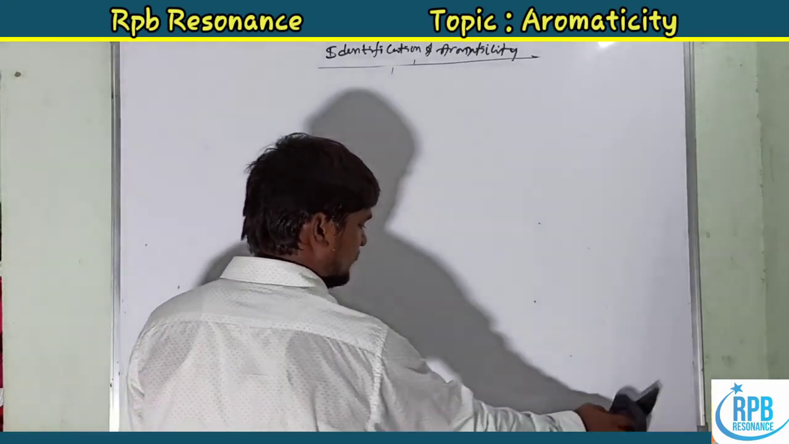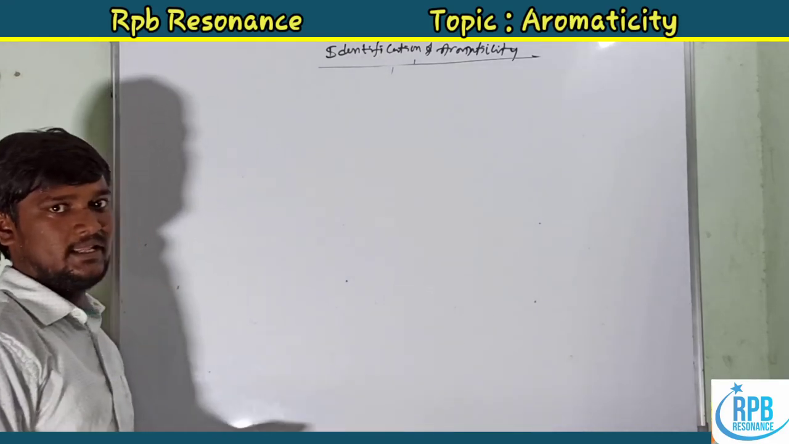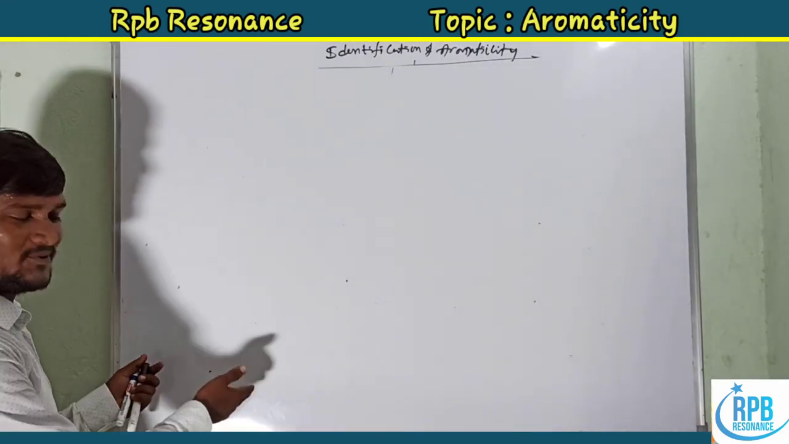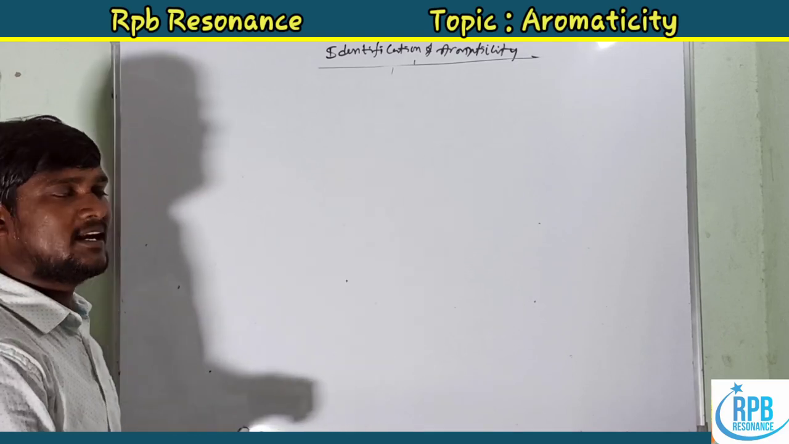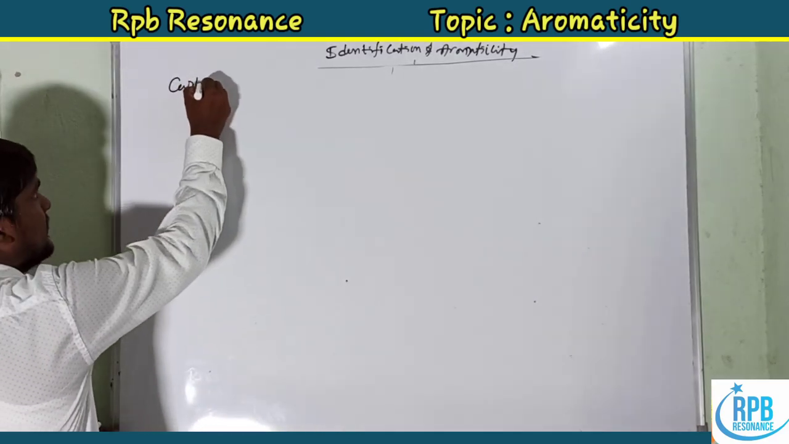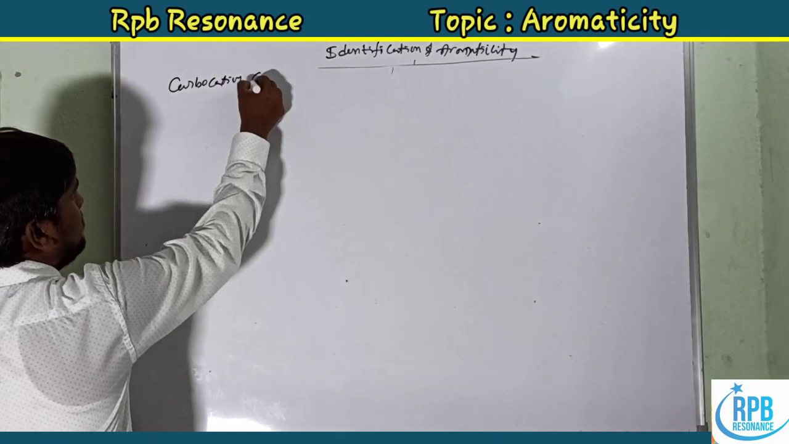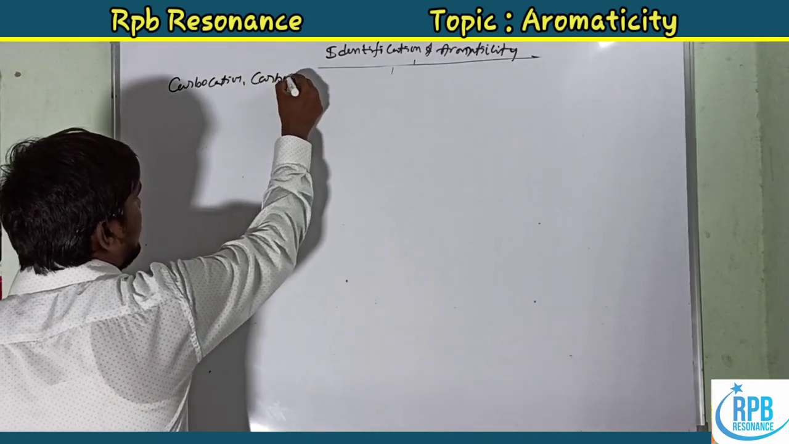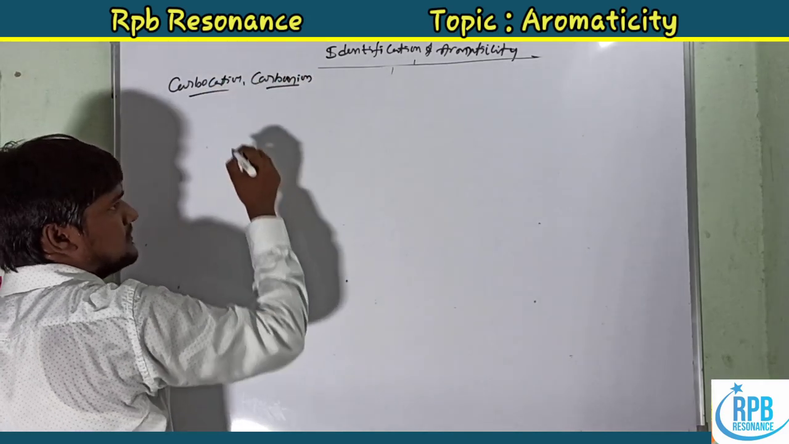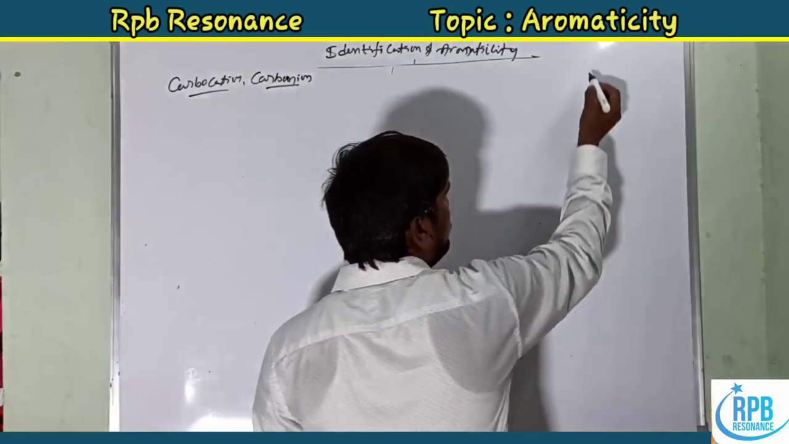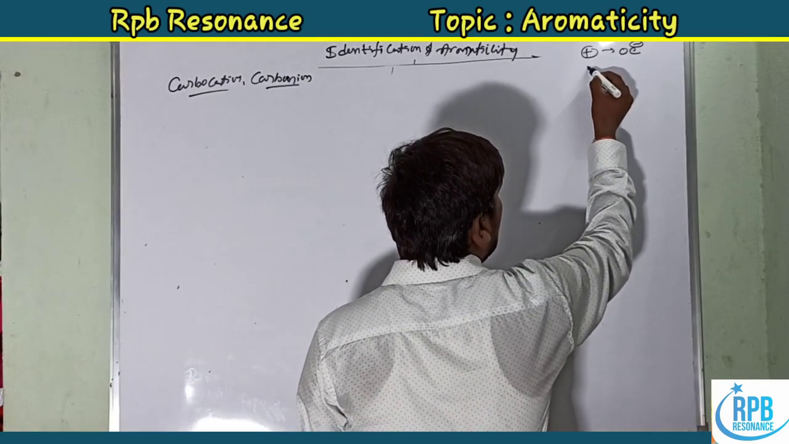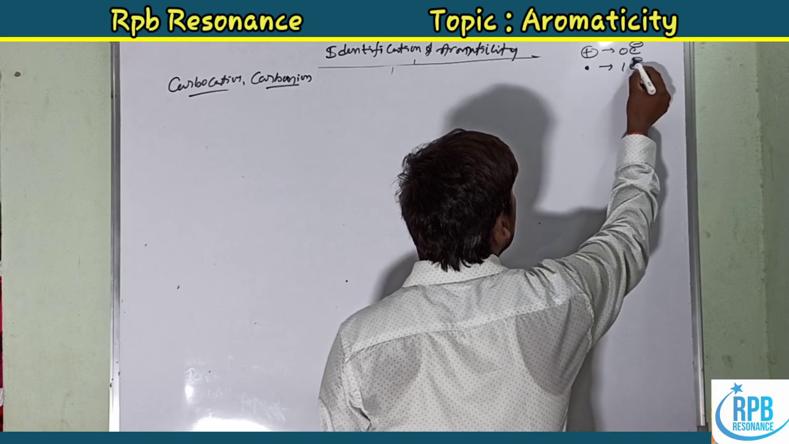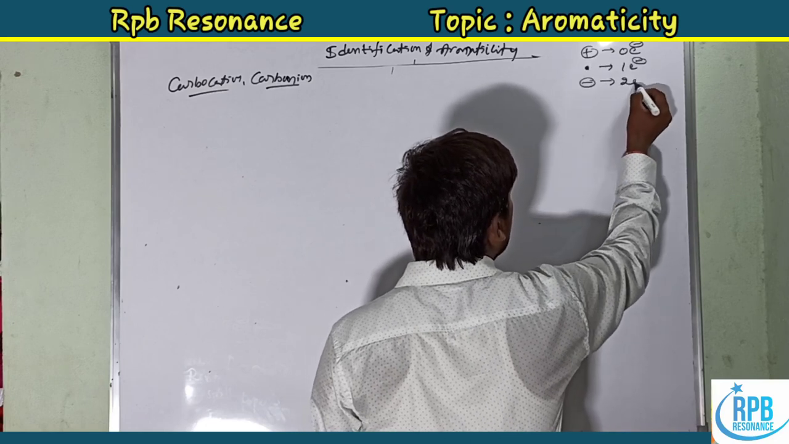Now let's move on to some of the major examples. We have discussed one example. Now let's move on to carbocation, carbanion and carbon free radical examples. Before going to those compounds, plus means how many electrons? Zero electrons. A radical means one electron, and negative means two electrons.